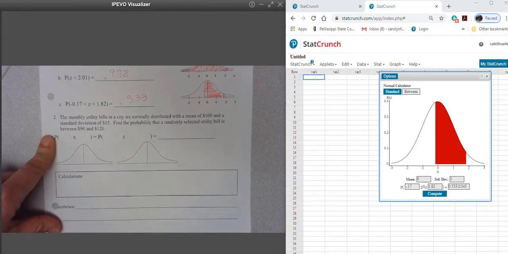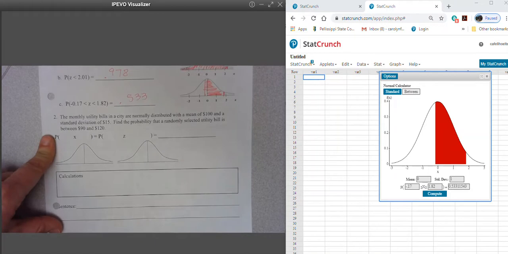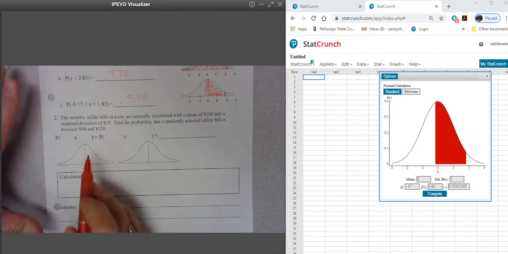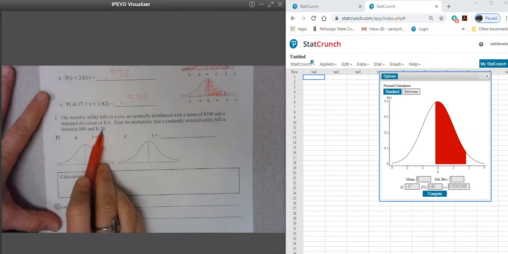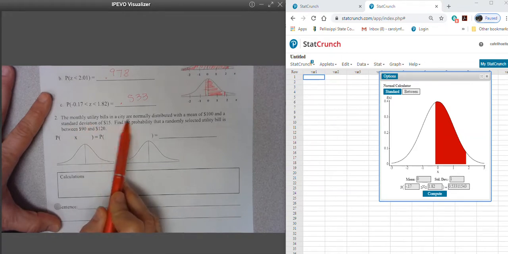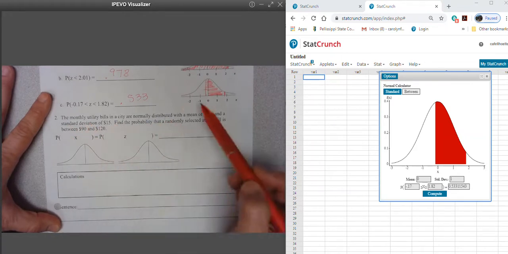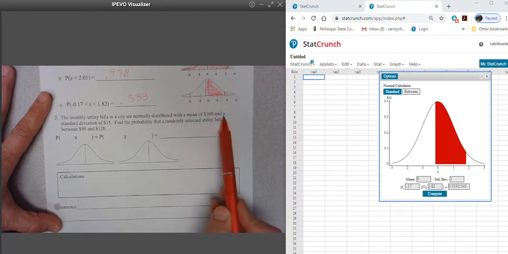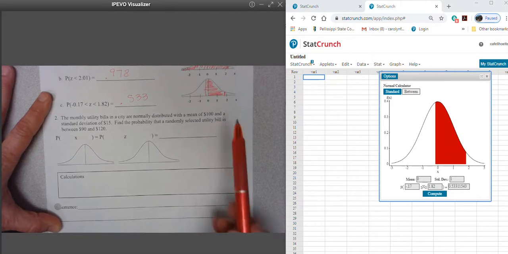What we're looking for is the probability that if we randomly selected somebody's utility bill, and we asked them, hey, what's your utility bill costing you a month, it would be between $90 and $120, because we know that the monthly bills in the city are normally distributed. So we know how they are shaped. They follow this normal distribution. We also know what the mean is, and we know what the standard deviation is. So that tells us a lot.